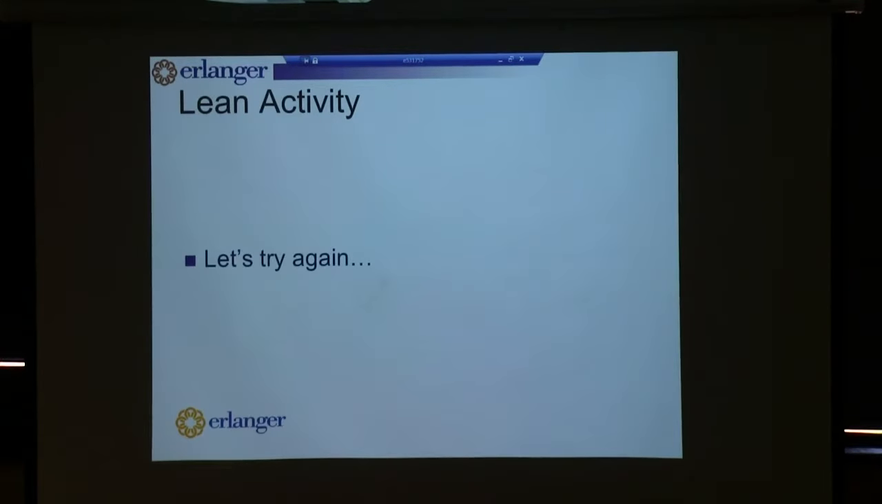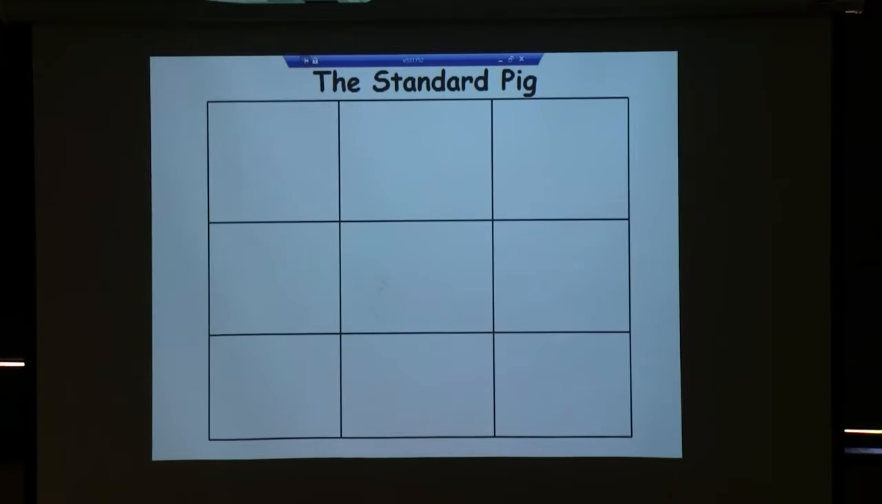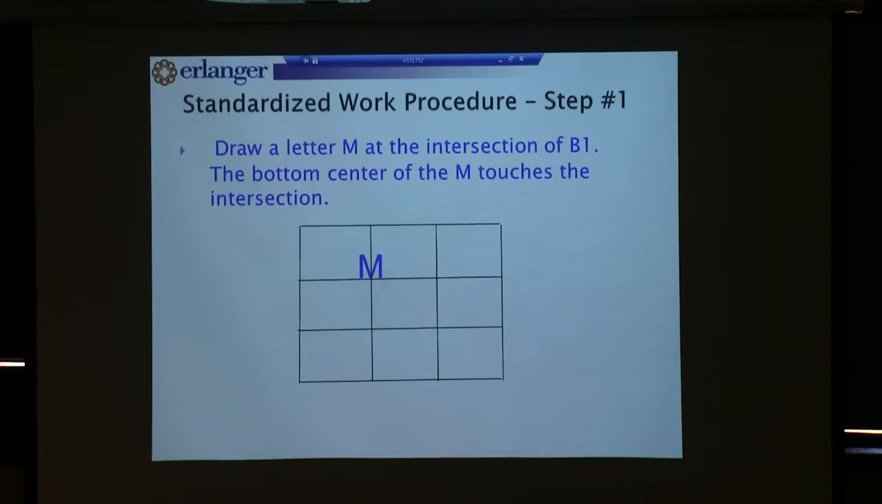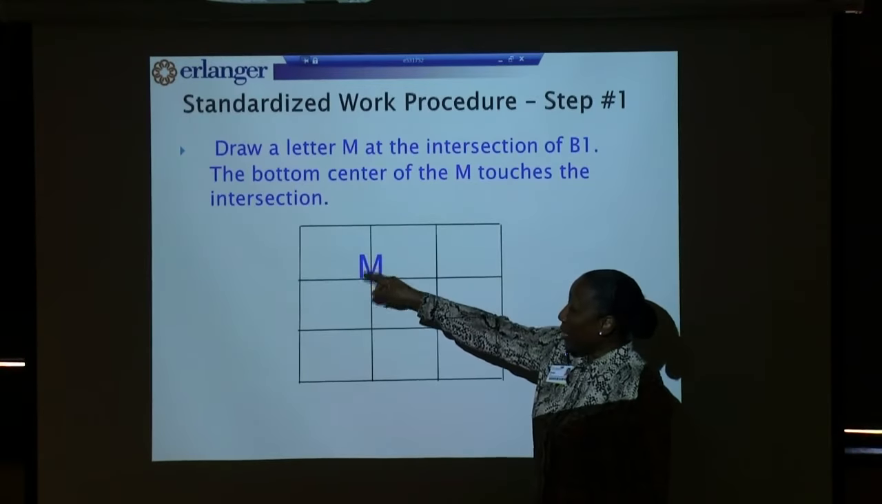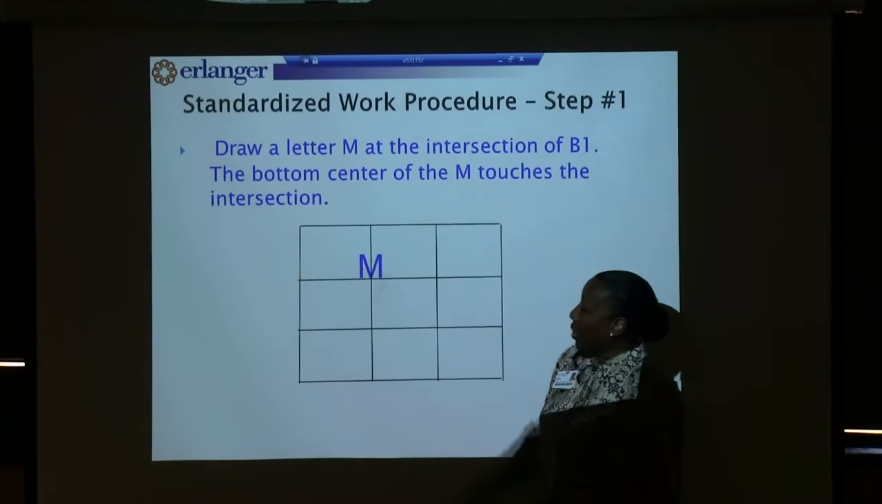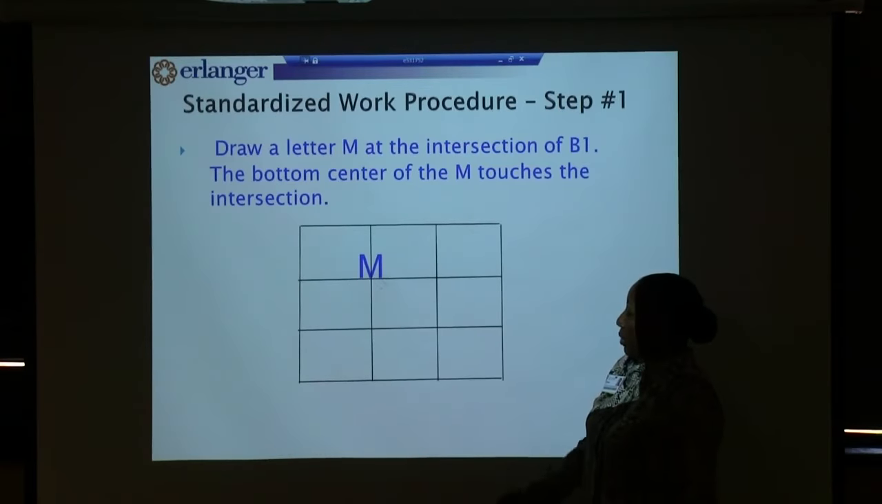Okay, so let's try this again. Your manager, me, I've come to you and said, hey, it's really important. I need you to do this for the patient. But this time I'd say, I'm going to give you this sheet of paper, the one that says standard pig, and this is how I want you to do that. So I'm going to step you through it this time. Okay. So the first thing that I'd like for you to do is in that first row, in between the first and second square, if you would draw an M, if you could bring your M to halfway on the square, that's what I need you to do.